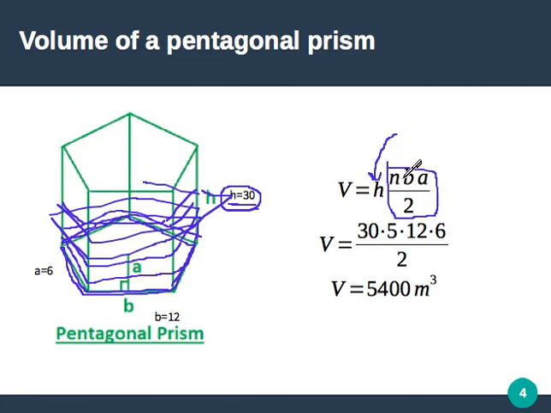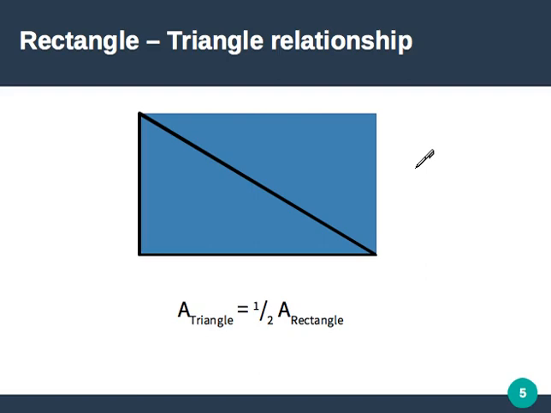And you do the same procedure as last time, and then divide by 2, and then so on, and that's going to be the volume of a pentagonal prism. Pretty easy, right? That's all you do. Now, how do we get the volume of a pyramid?